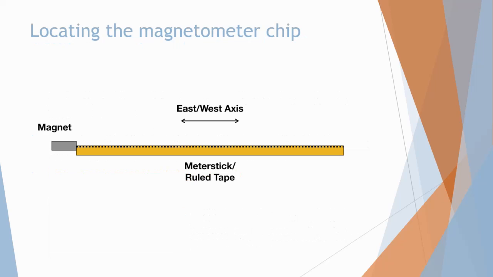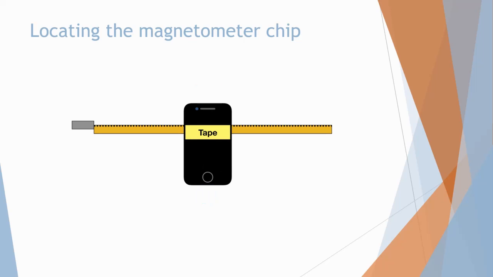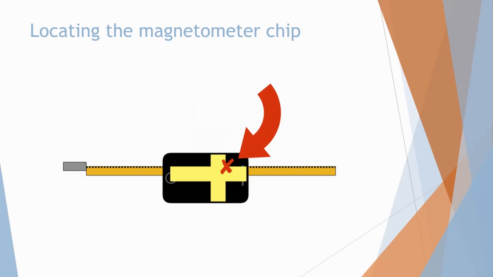To locate the magnetometer chip, first the experimenter aligned the ruler orthogonal to the base of the phone while aligning north to compensate for the magnetic field. By doing this, the ruler is placed along the east-west axis. A magnet was placed at one end of the ruler. The phone was moved perpendicularly along the ruler until the absolute value of x was at its maximum. A piece of tape was placed on the phone at this place, where the edge of the tape was in line with the upper edge of the ruler. The phone was rotated 90 degrees and the same procedure was repeated. The upper corner of the phone marked the location of the chip.